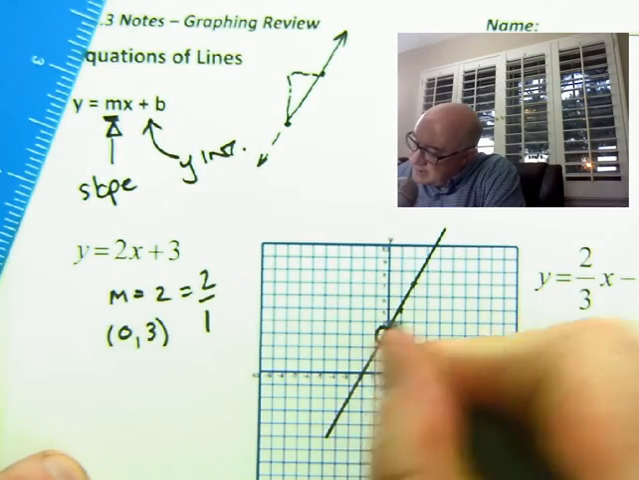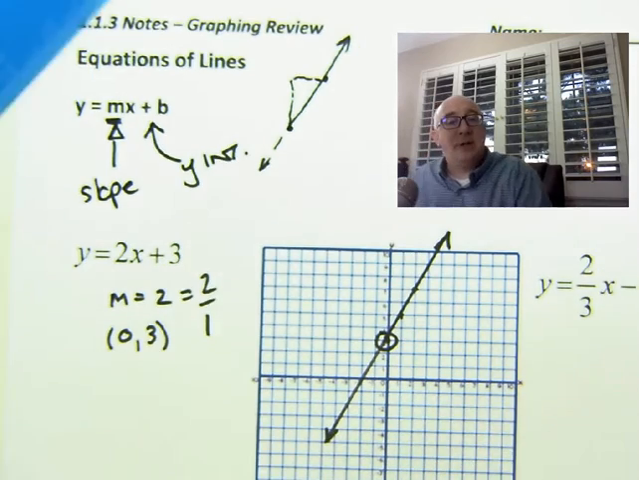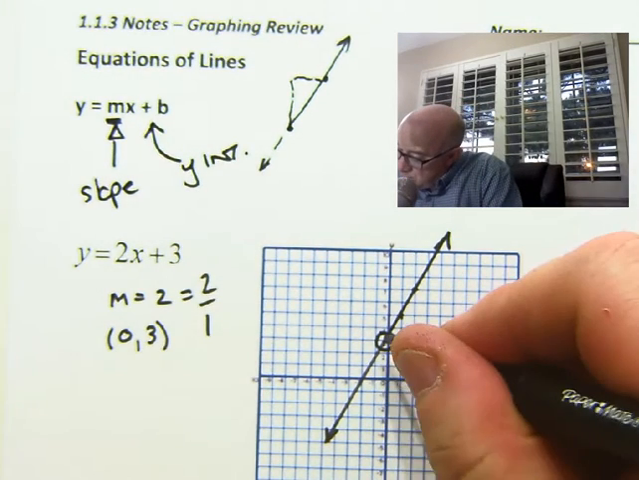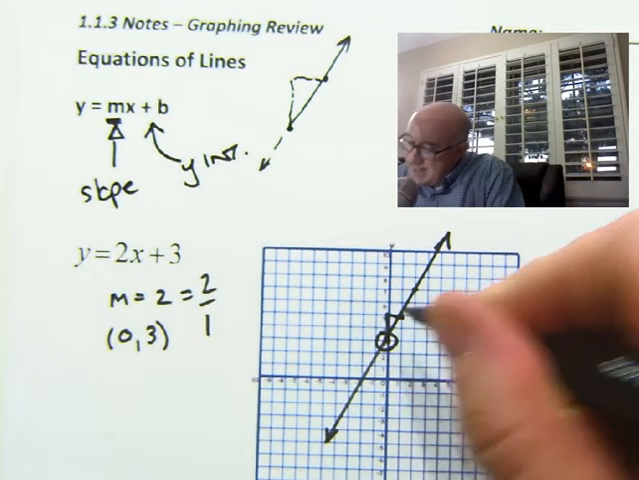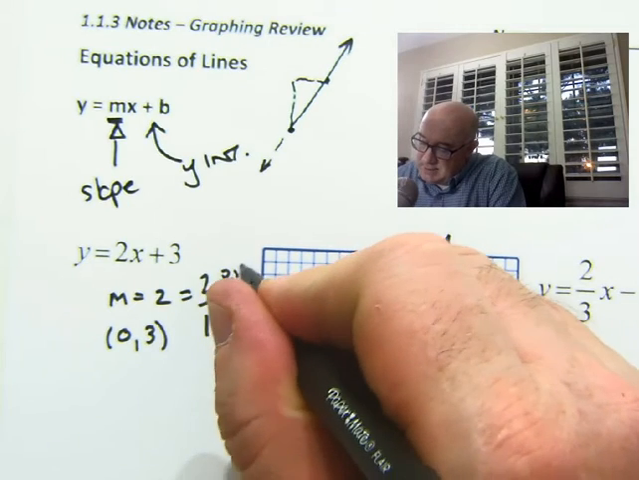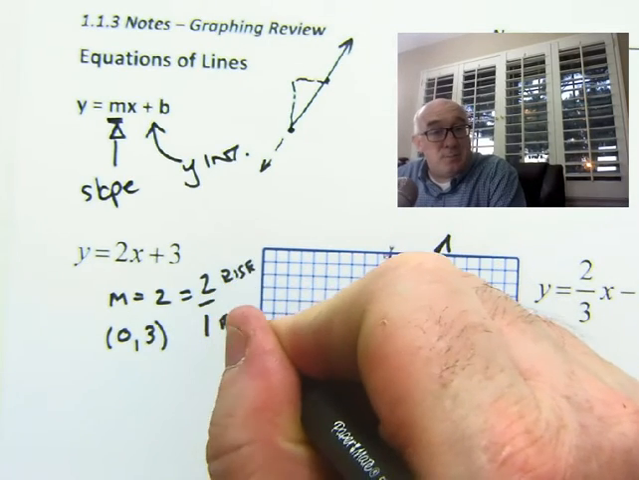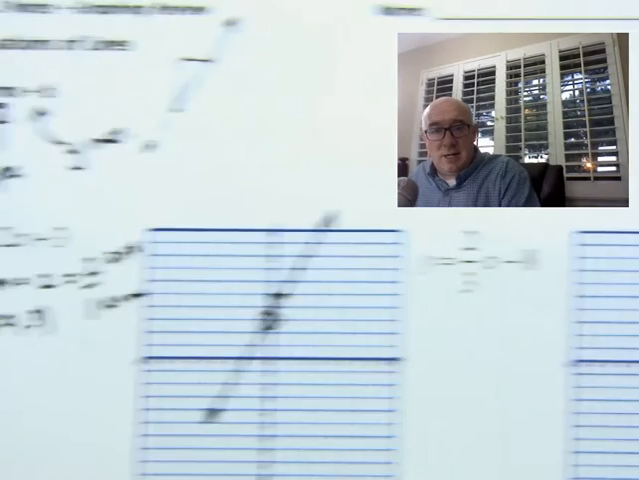And so you just see what I did? I started at the intercept, and then I rose 2 and I ran 1. This is the rise, and this is the run. Let's do another one here.